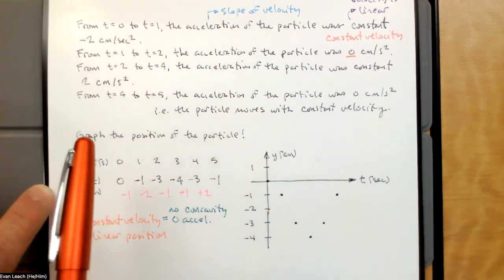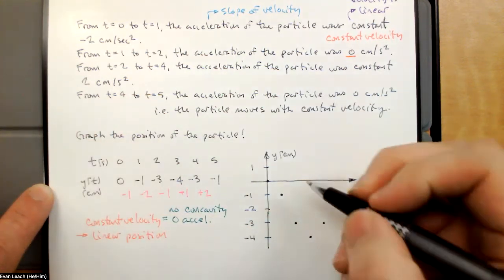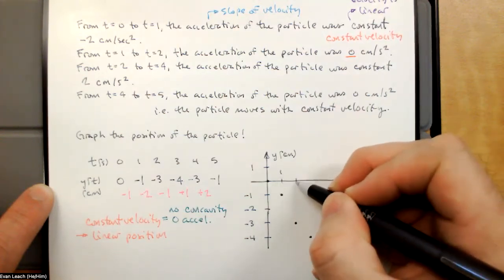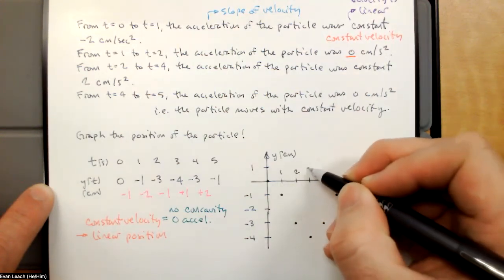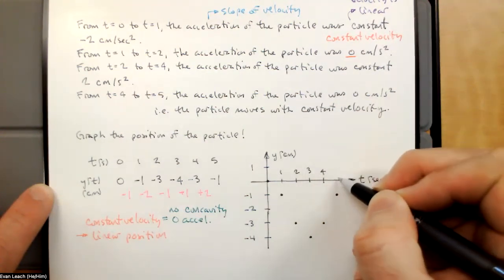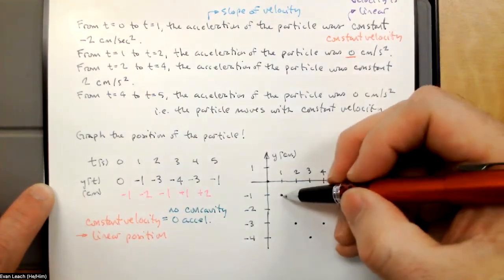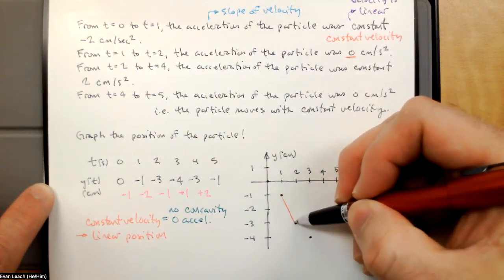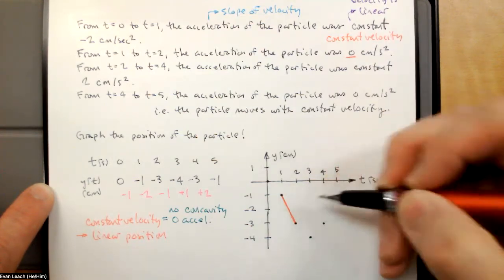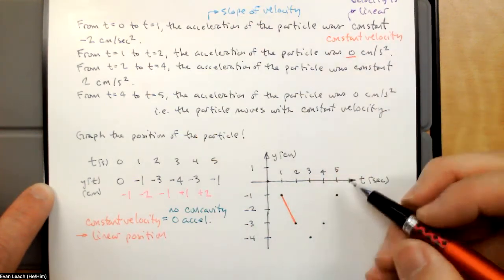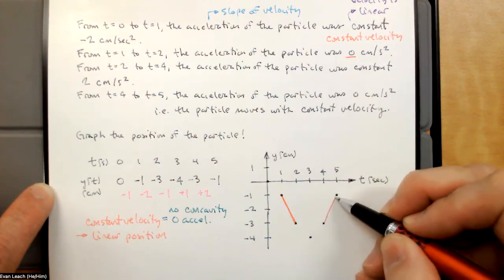So between 1 and 2, oh, I didn't label my axis again. Between 1 and 2, we'll see linear position. And also between 2 and 4, linear position.